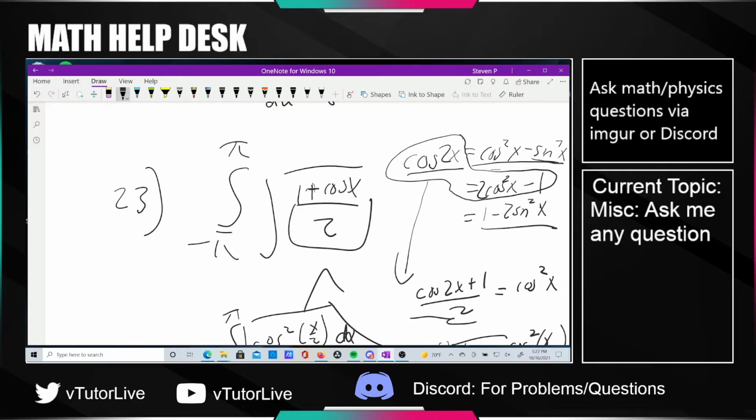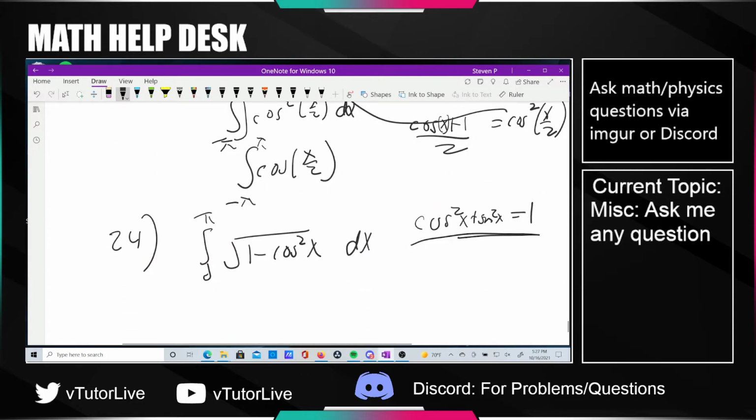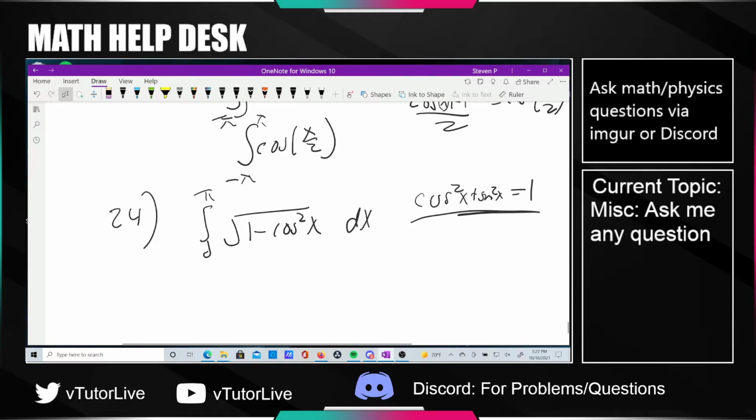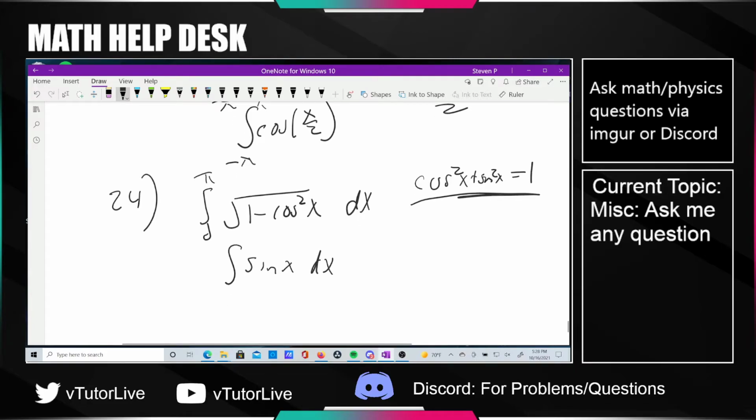And then they plugged in sine squared of x is equal to 1 minus cosine squared to get this one. So this is just a reformatting using this identity, right? So, okay, 1 minus cosine squared is equal to sine squared. So this just turns into sine of x dx. And you all know how to do this one at this point, right?